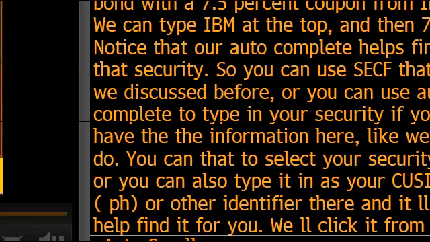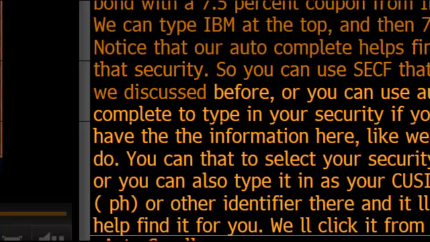Now let's look at screens that pertain to individual securities. Before we were looking at a bond with a 7.5% coupon from IBM. We can type IBM at the top and then 7.5. Notice that our autocomplete helps find that security. So you can use SECF that we discussed before, or you can use autocomplete to type in your security.